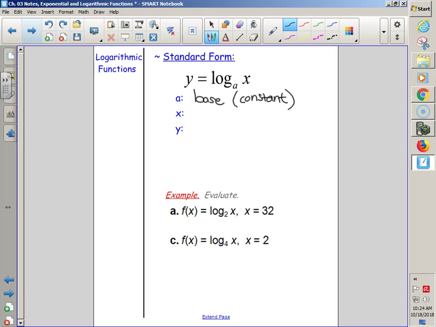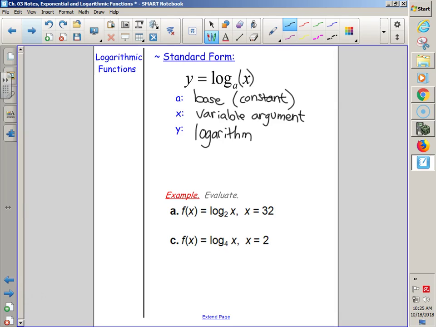x is a variable argument, kind of like a square root. So it's log base a of x, not times, of x. And y is the logarithm. Y is the entire thing.